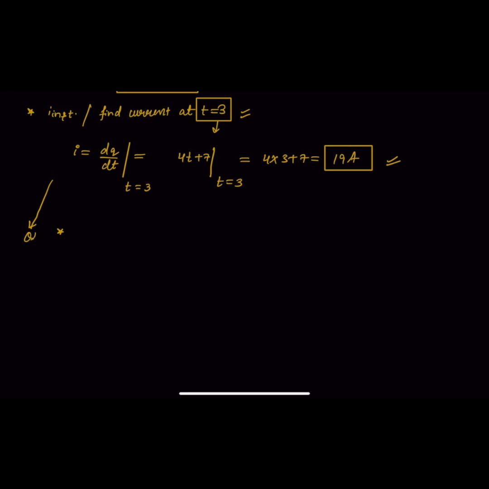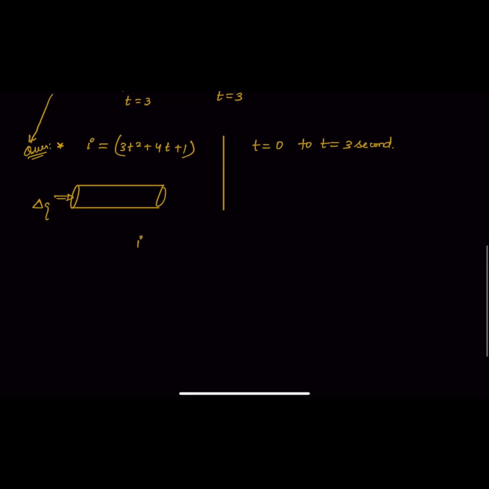Suppose I take a question where the current equation is given, let's say 3t² + 4t + 1, and we have to find the net charge flown through, let's say, this wire. We have to find the net charge flown, or delta q, through the wire in a span of time from t equals 0 to t equals 3 seconds. So how will we do this?